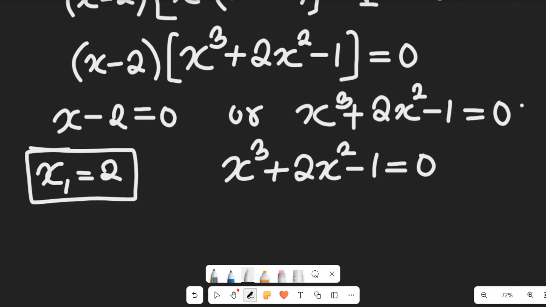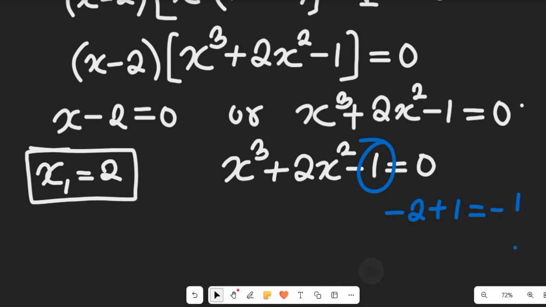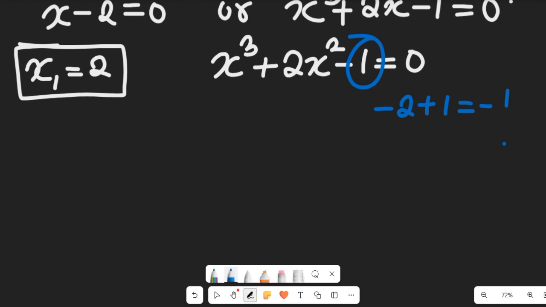Let's see how we can simplify this to get other values of x. Now to simplify this, I want us to look at this negative 1. If you look at negative 1, I can take minus 2 plus 1 to still be equal to negative 1, right? So I can replace that in order to make my simplification easier.